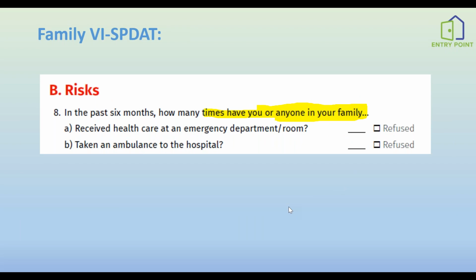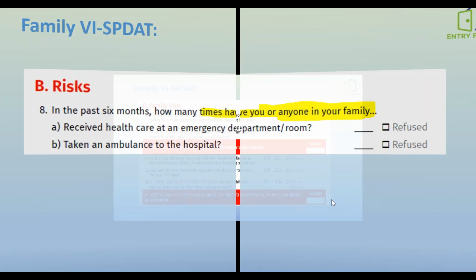Now, a thing I want to highlight here, instead of visiting all the questions on here, is just to point out that everything on the individual VI SPDAT is here on the family one, but you're going to see this verbiage. In the past 6 months, how many times have you or anyone in your family done any of these things? Have you or anyone in your family, so you're thinking about the family as a whole. So maybe I went to the emergency room once and my son who has asthma has been there 7 times in the last 6 months, and Granny had a stroke. So we put all of that together.